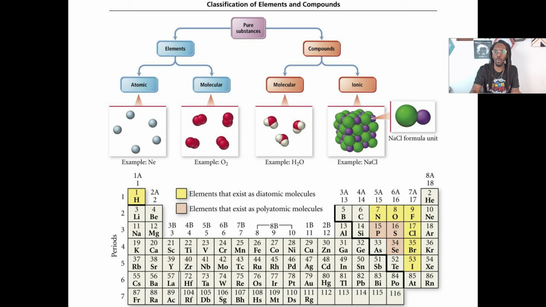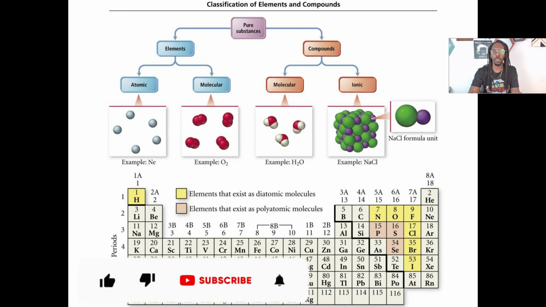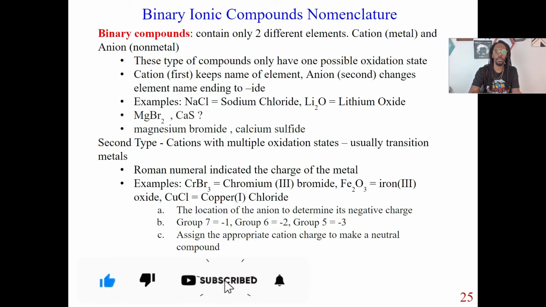Right now, y'all just need to know: if you're in group 5, you're going to have a -3 charge. If you're in group 6, you're going to have a -2 charge. And if you're in group 7, you're going to have a -1 charge. Start memorizing these charges. They will help you in the long term. Now that we know the anions and their charges, we are able to assign our cations based on that charge.